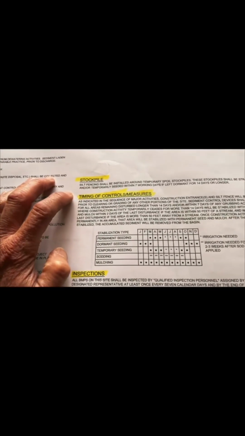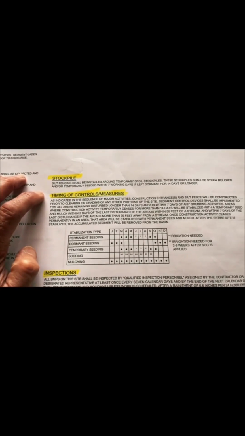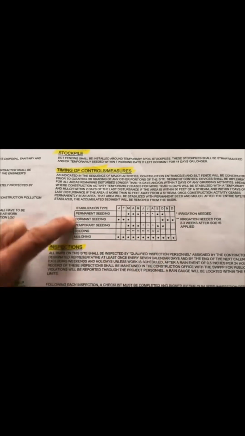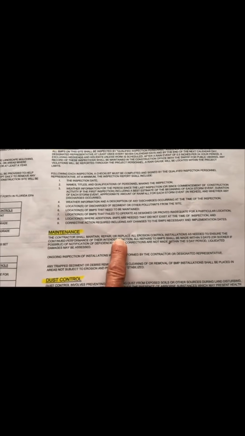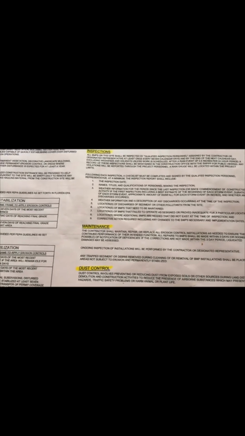Timing and control of measures. They really get into some deep explanations as to how they want it taken care of. By the way, January, February, March, April, these are the days of the month, and when they feel it's the best time to irrigate, seed, and the like. Inspections of all of this erosion control is dictated here. Maintenance, the contractor shall maintain and repair or replace all erosion control installations. So during the project, you need to make sure all of your erosion control items are in place. Specifically, they talk about the silt screen, which we talked about in the last video.